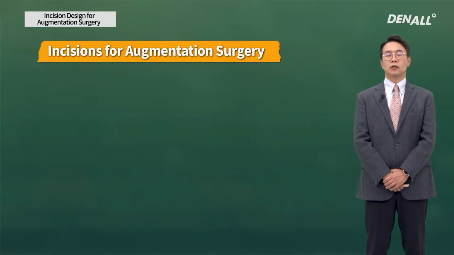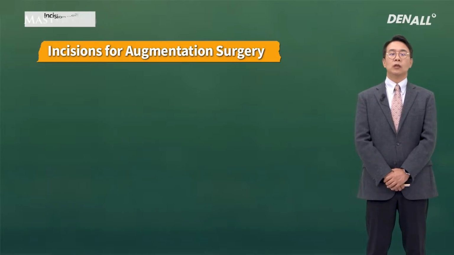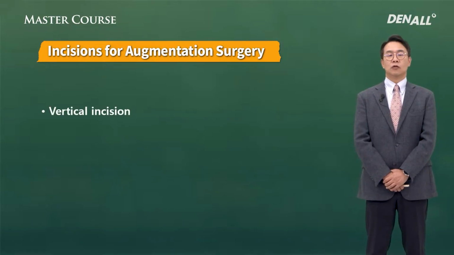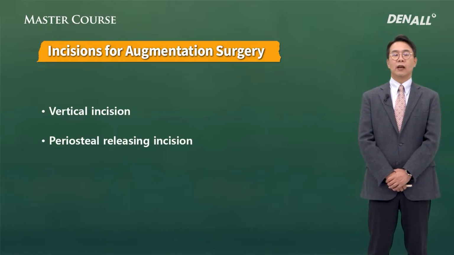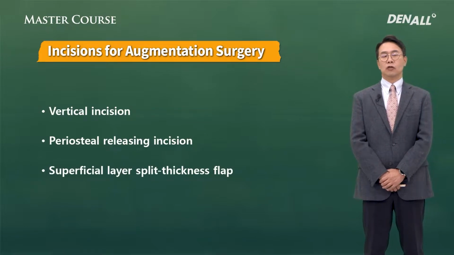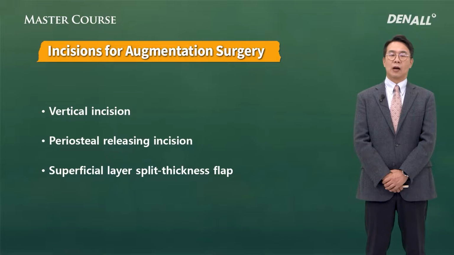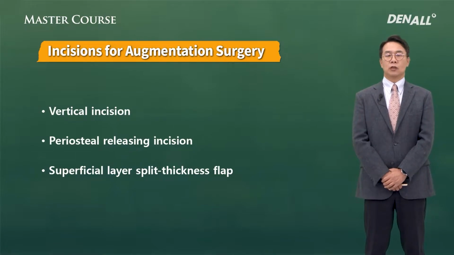Incisions for augmentation surgery. There are three types of incisions: vertical incision, periosteal releasing incision, and superficial layer split thickness flap, which is double flap. First, vertical incision.